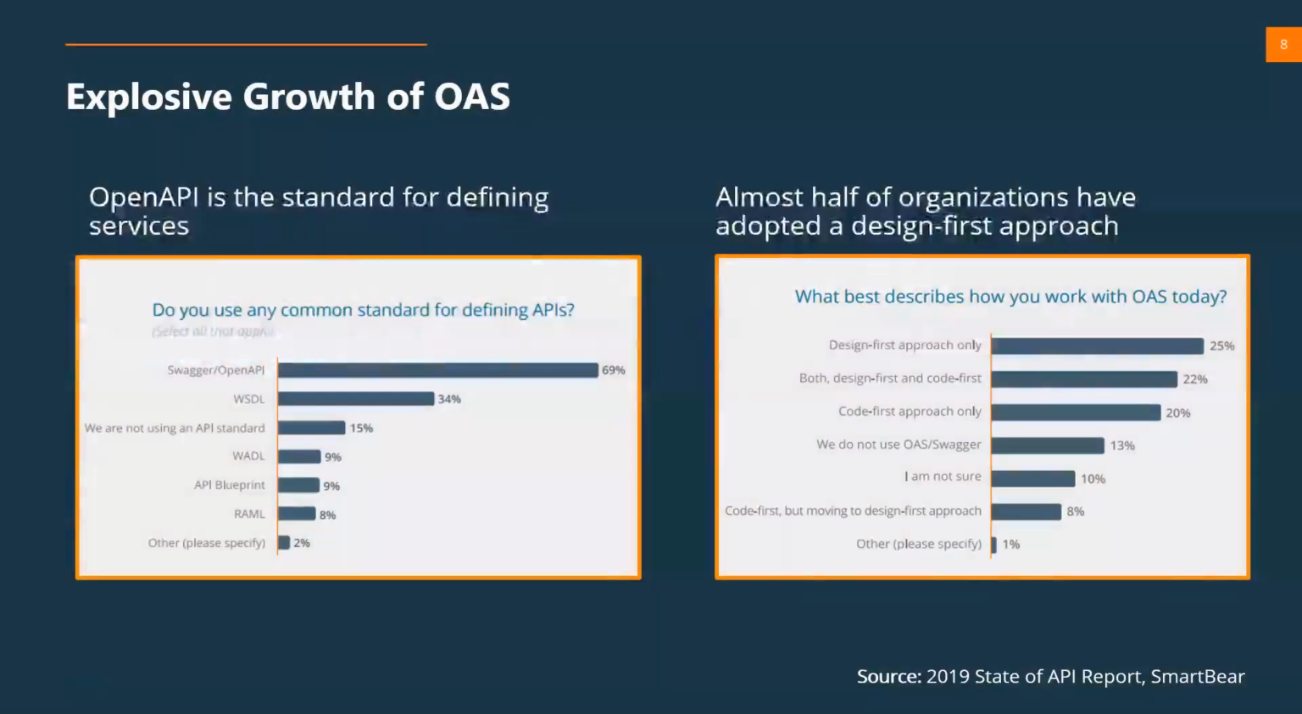There has been an explosive growth in terms of the OpenAPI specification, or OAS, as you can see on screen. So the OpenAPI is the standard for defining services. You can see here from a State of API report that we launched for 2019, over 69% of companies were using Swagger or OpenAPI in terms of the standard for defining APIs. So you can pretty much say that it's an industry standard in terms of defining your APIs, whereas more commonly in the past, WSDLs and WADLs would have been used.